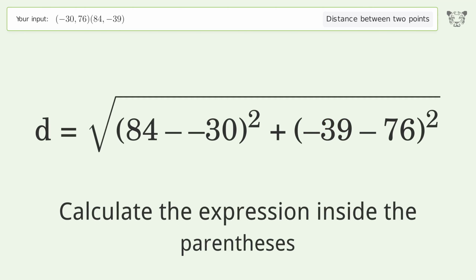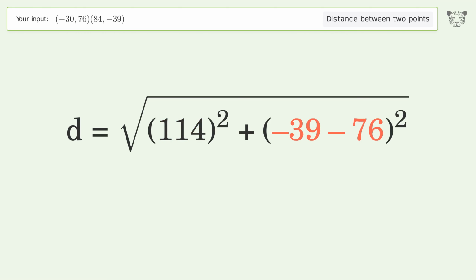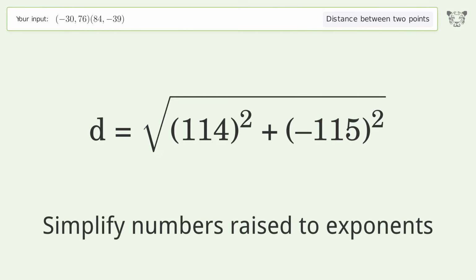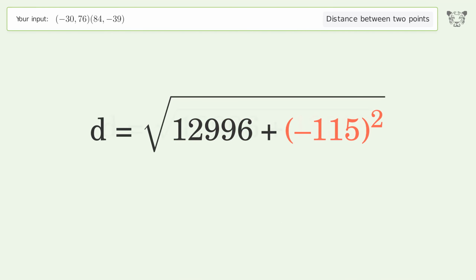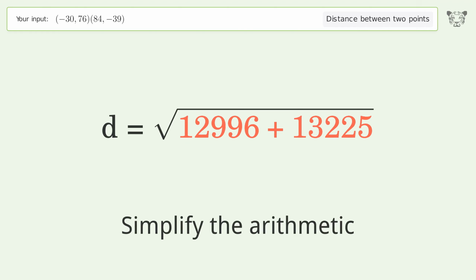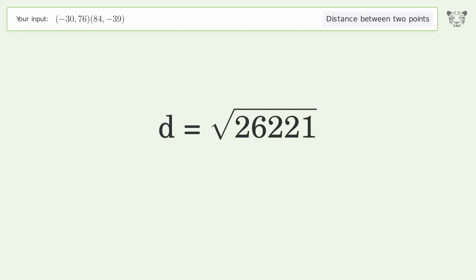Calculate the expression inside the parentheses. Simplify numbers raised to exponents. Simplify the arithmetic. And so the distance between the 2 points is the square root of 26,221 or 161.929.